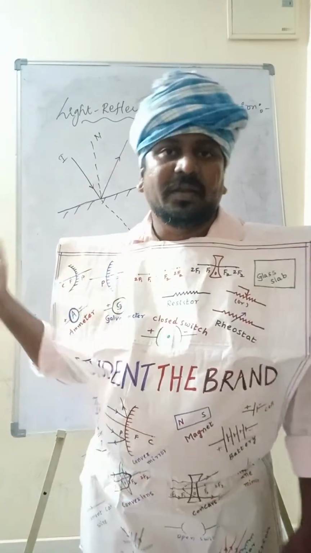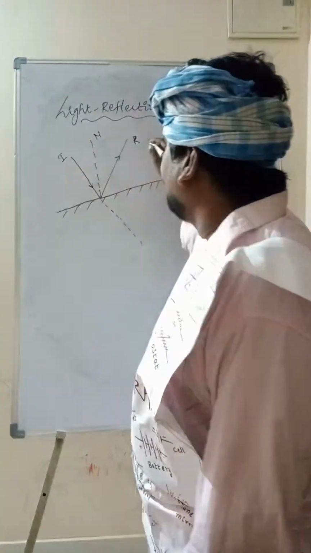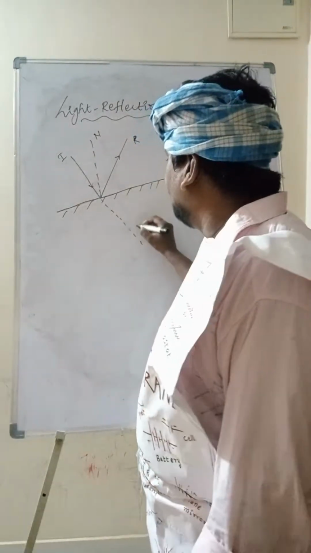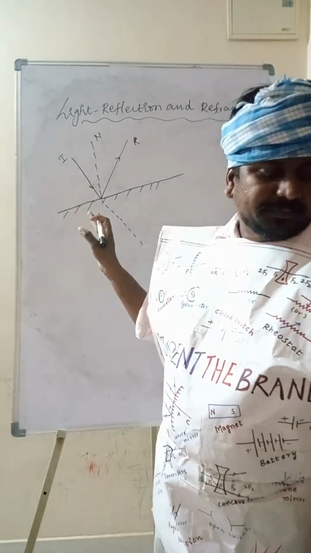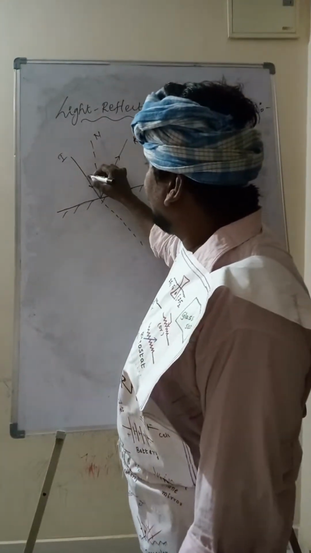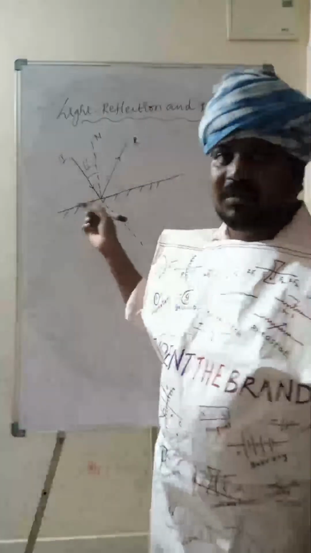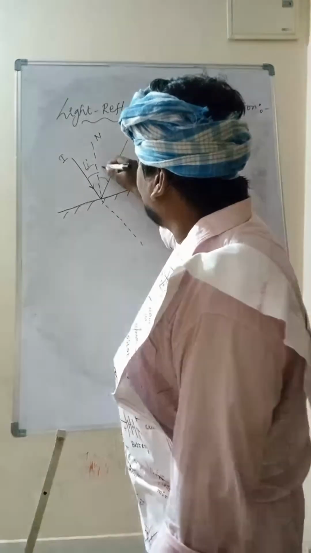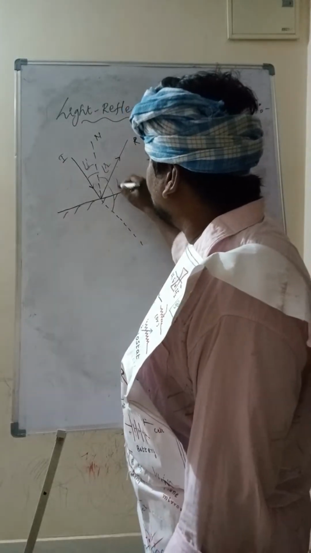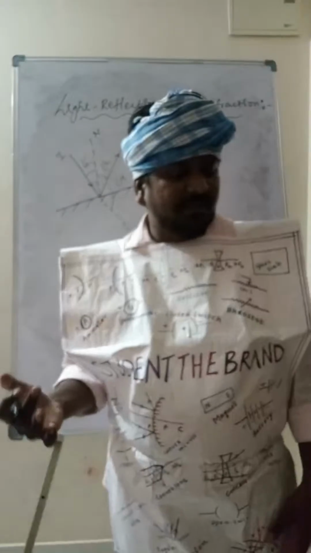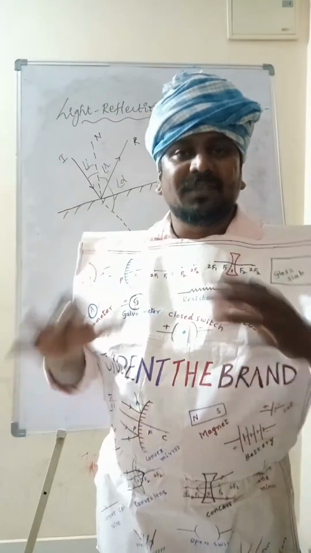So now we are going to discuss light reflection. This is the incident ray, reflected ray, and I am considering the undeviated line, or initial direction of the incident ray. The angle between the incident ray and normal line is called the angle of incidence. The angle between the reflected ray and normal line is called the angle of reflection. The angle between the reflected ray and undeviated line is called the angle of deviation.